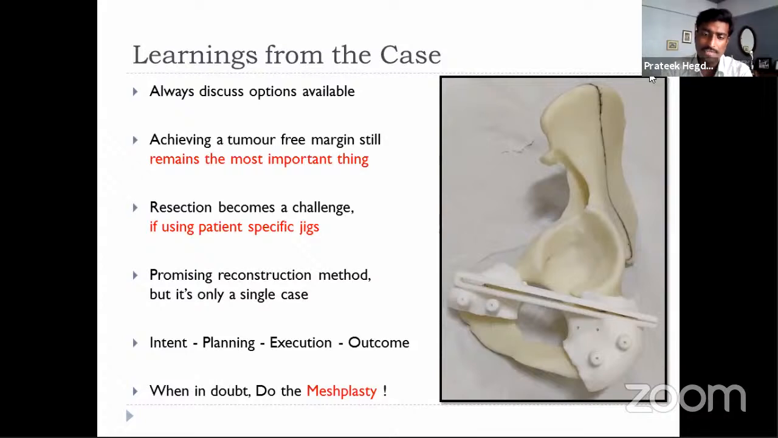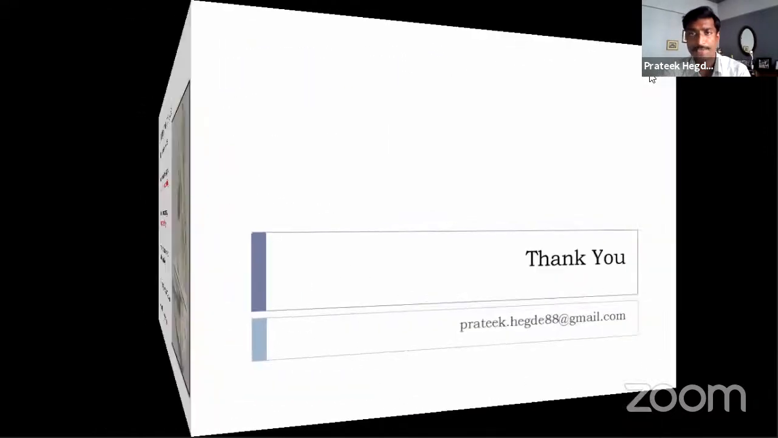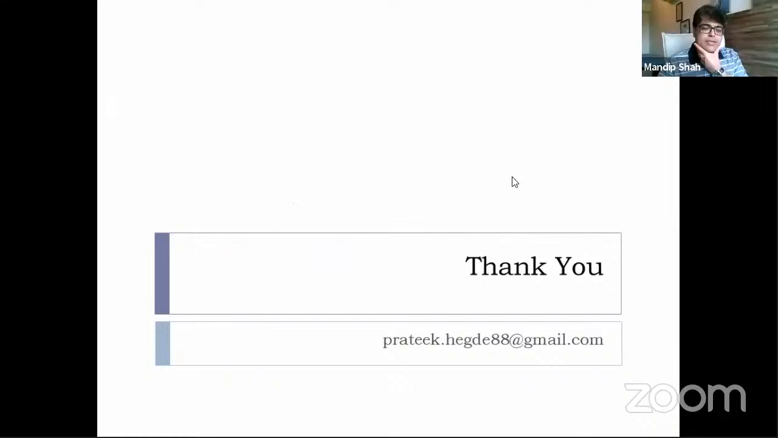At the end, what we realized is that the intent of surgery, the planning of the surgery and the execution of the surgery are on one side, and the outcome that you get at the other end is a different thing. And as the topic that was given to me, when in doubt, I think it's best to do the mesh plasty because it has been proven to give good results, functional results also, except for that limb length discrepancy that the patient may have. But otherwise, oncologically and functionally, it has been known to give good results. Thank you. Thank you, Pratik.